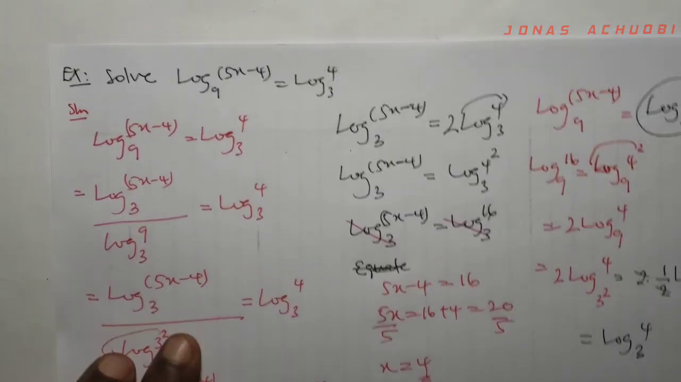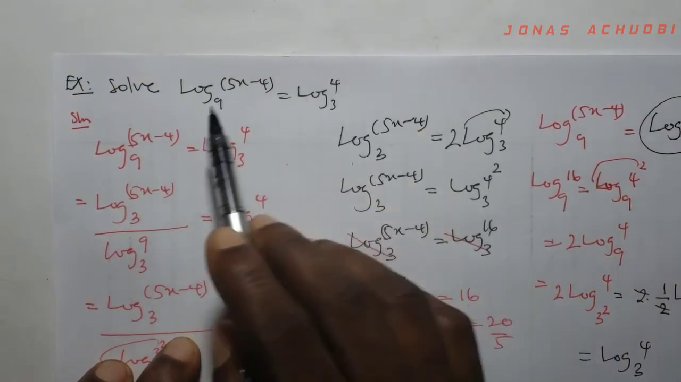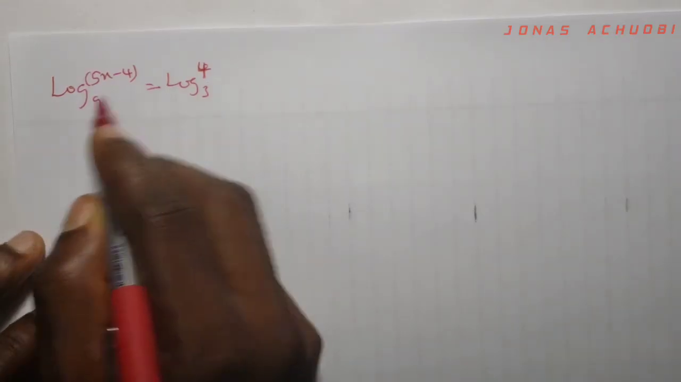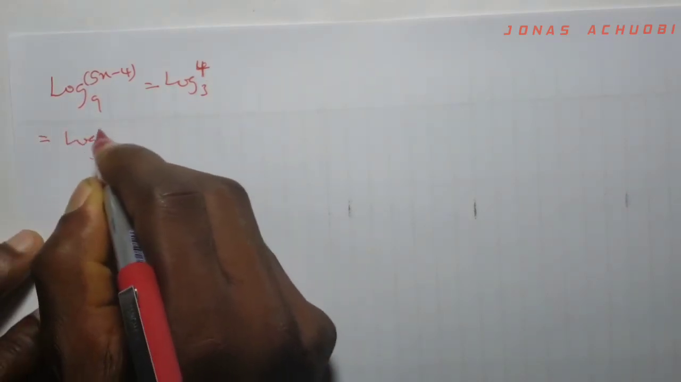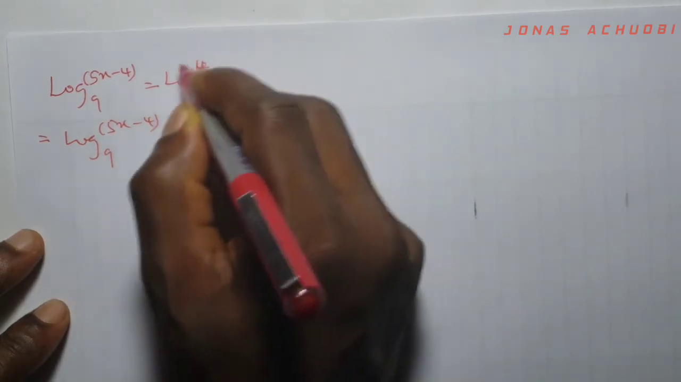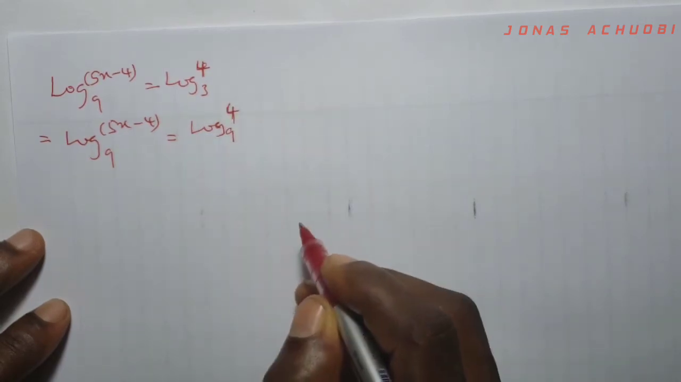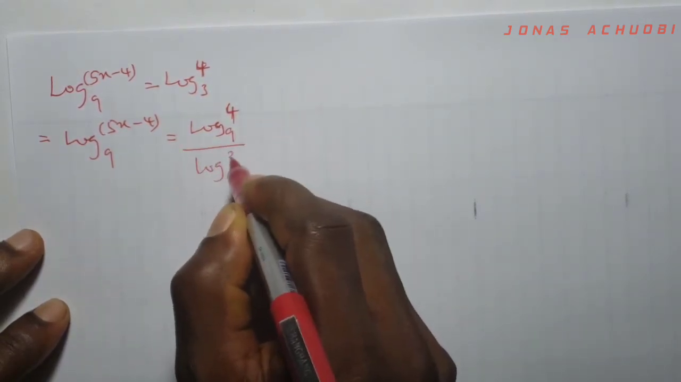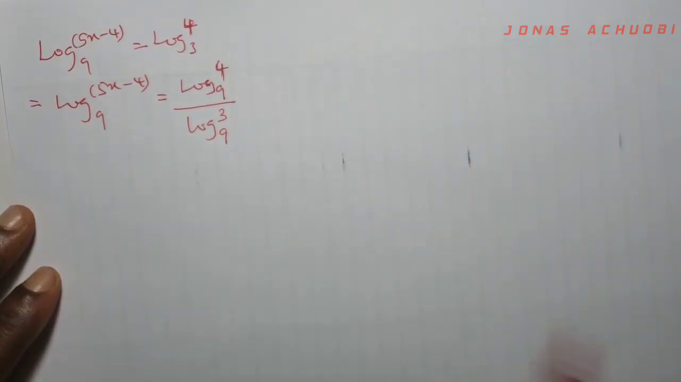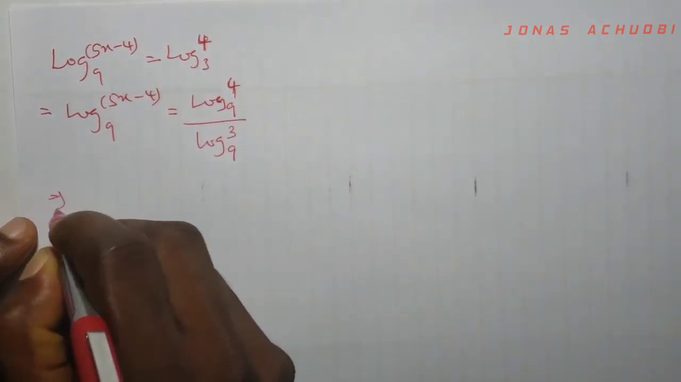What I want to now do is to resolve the same problem, but this time we're changing from base 3 to base 9 and see if we have the same solution. So this becomes log 5x minus 4 in base 9 equal to, I want to change to base 9, so that becomes log 4 in my new base, which is 9, divided by log 3 in my new base also, which is 9. So I now have my problem all in base 9, the same base. Okay, so what else can I do?